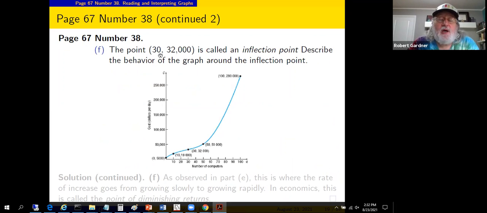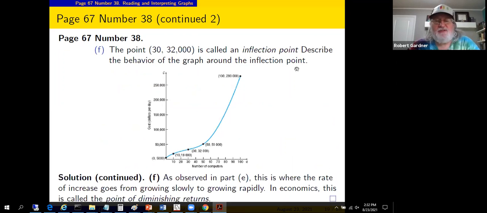Then they wanted us to talk about that point 30, 32,000. It's called an inflection point. Describe the behavior of the graph around that inflection point. Yeah, we just did. This is where the rate of increase grows from growing slowly to growing rapidly. It changes from slowly increasing to quickly increasing, and then it gets really quickly increasing. But it's right there that it changes.